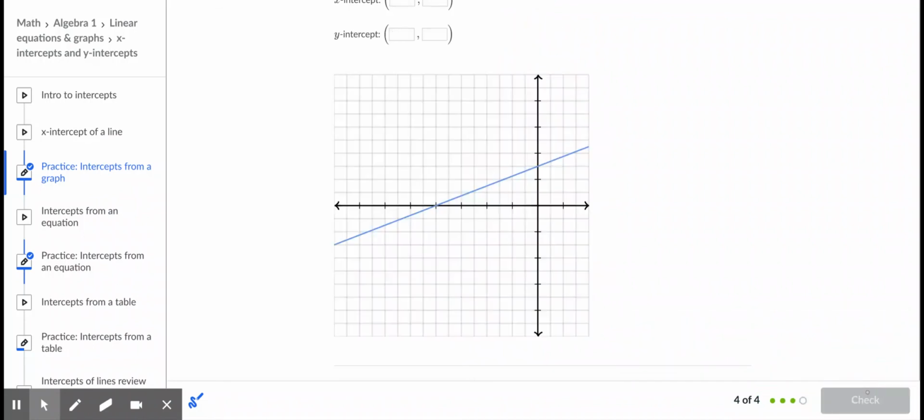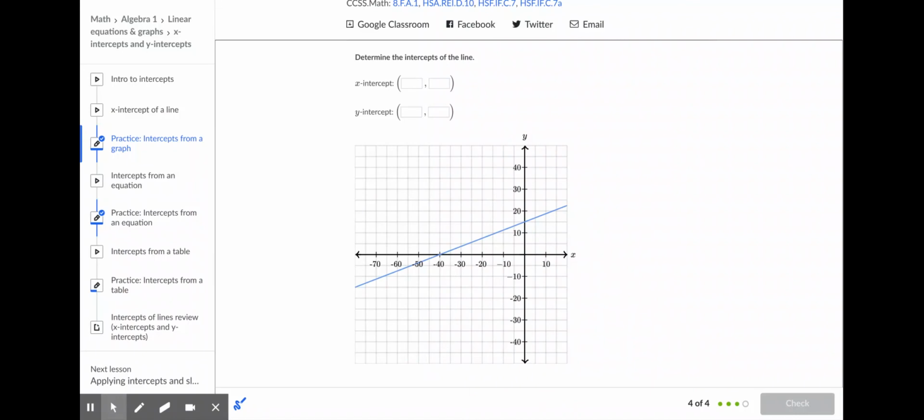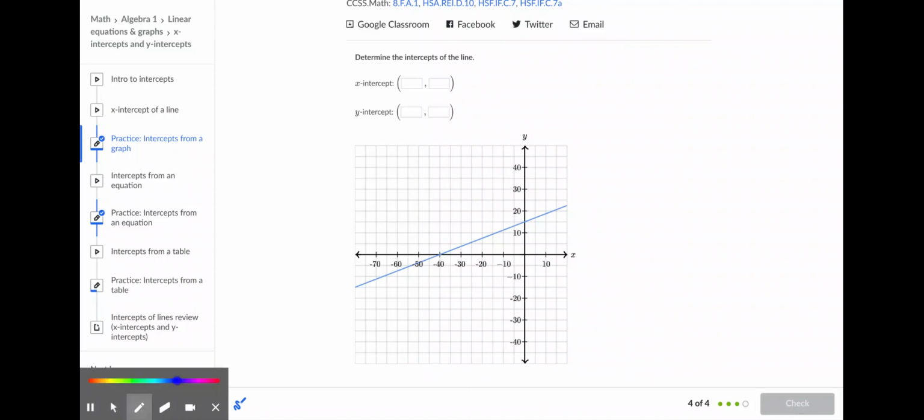Last one. Here they tried to switch it up again and they asked us about the x-intercept first. I look at my x-axis. I see that it crosses at negative 40. So that point will be negative 40, comma 0.